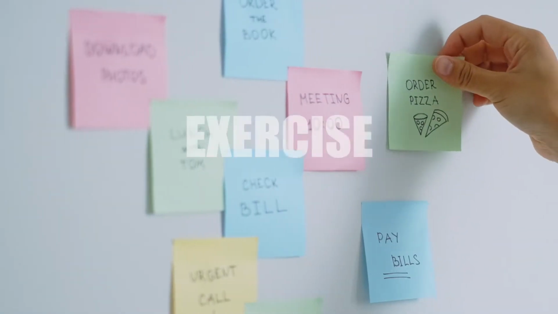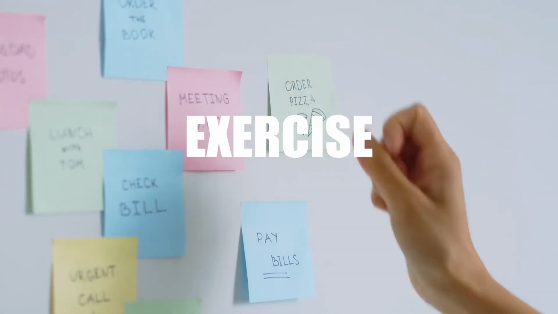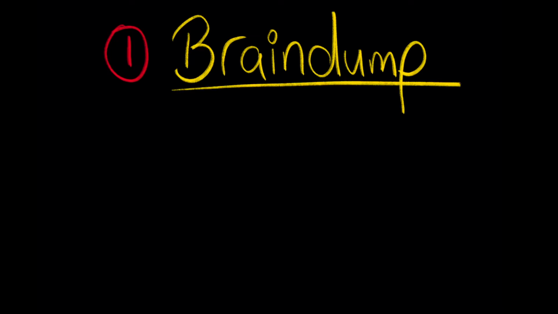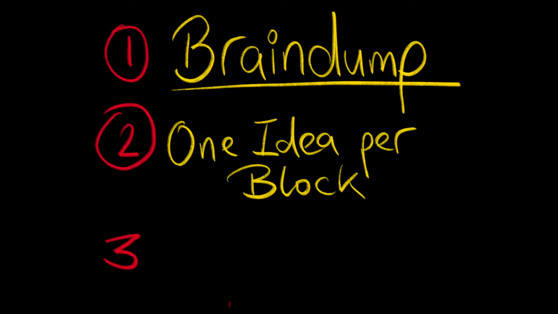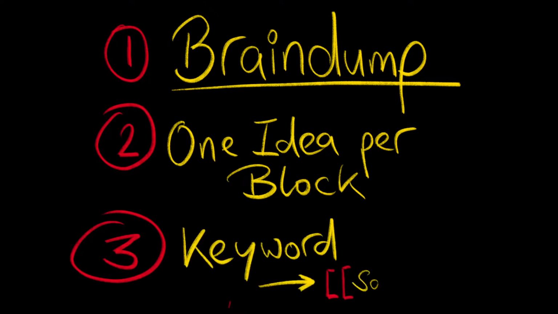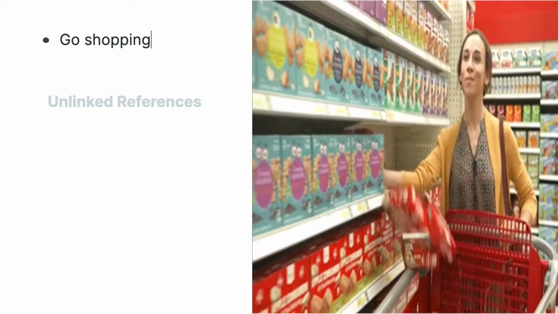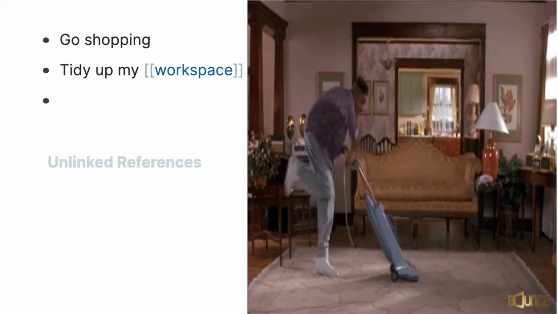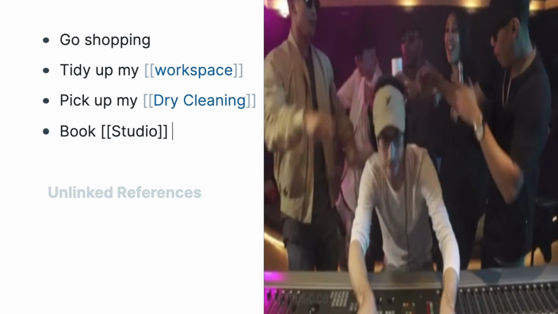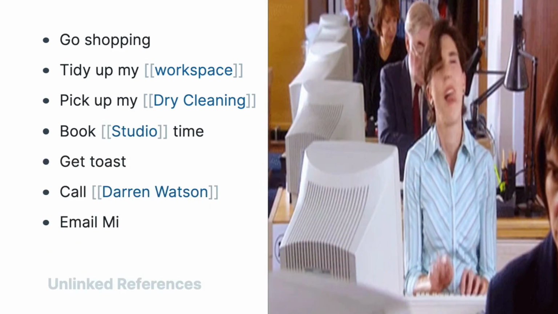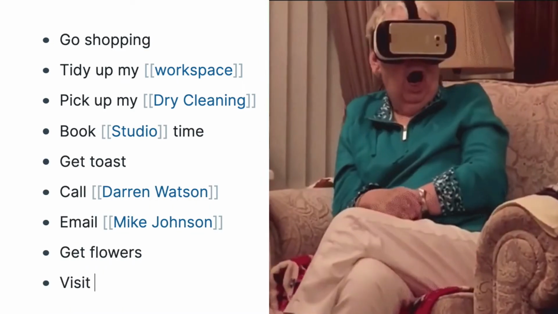so let me show you an example of it in practice. To get the ball rolling, I am going to show you an exercise you can do whenever you are feeling overwhelmed and need to gain a sense of perspective again. First of all, brain dump everything that is on your mind into Roam. Keep it to one item or idea per block, and make sure to write important keywords in square brackets. So for instance, you might be thinking, I need to go shopping, tidy up my workspace, pick up my dry cleaning, book studio time, get toast, call Darren, email Mike, get flowers, and visit my mother.